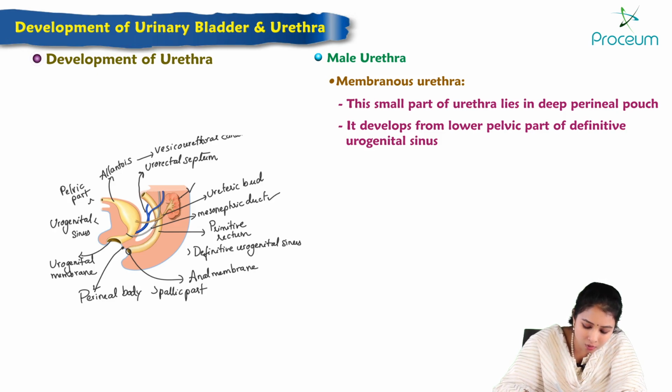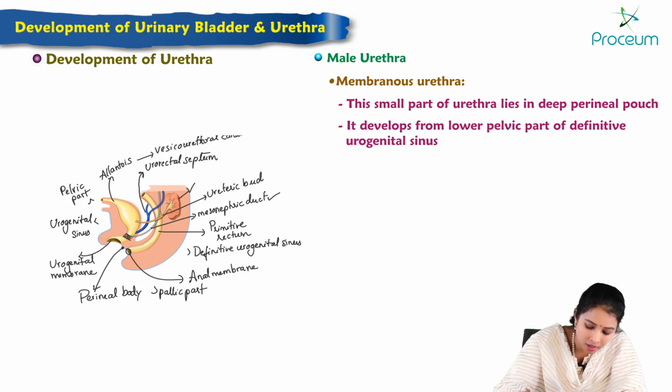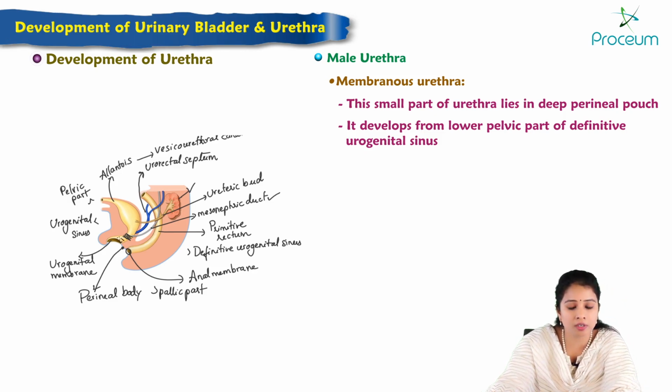And the upper part of the definitive urogenital sinus contributes in the formation of prostatic part of urethra. And lower part of definitive urogenital sinus will form the membranous part of urethra. And prostatic part also develops from the absorbed part of mesonephric duct. So the posterior wall of prostatic part of the urethra is derived from the absorbed part of mesonephric duct. So that is about the prostatic part and membranous part of urethra.